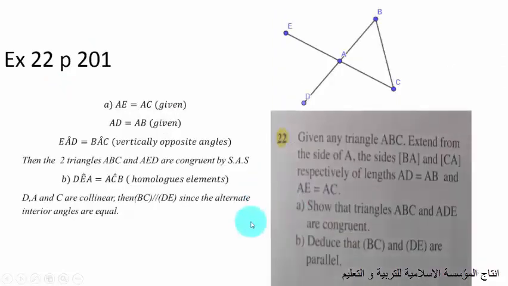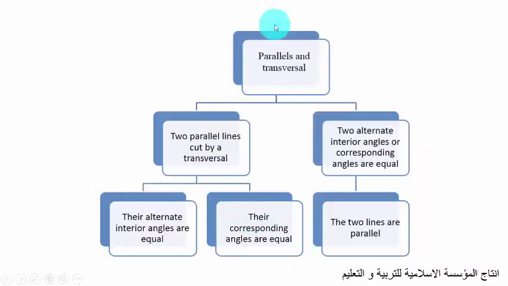Exercise 22. As a summary of parallels and transversals, first of all, if two parallel lines are cut by a transversal, then we can set that their alternate interior angles are equal. Their corresponding angles are equal. Also, on the other side, if two alternate interior angles or corresponding angles are equal, then we can set that the two lines are parallel.